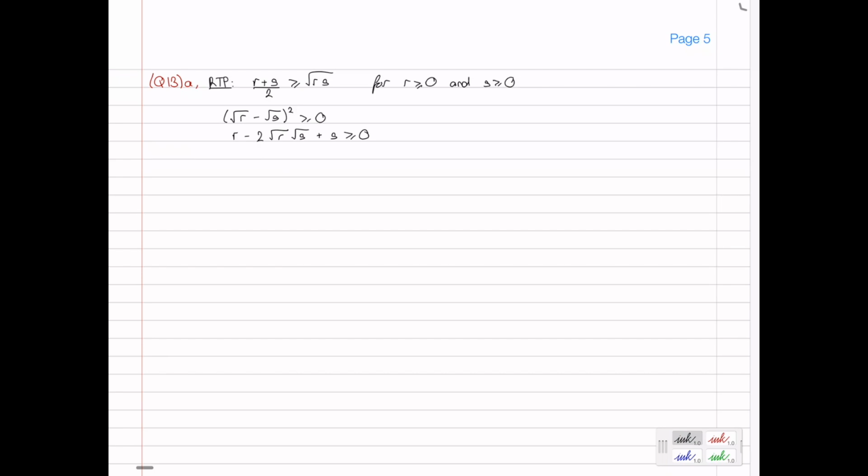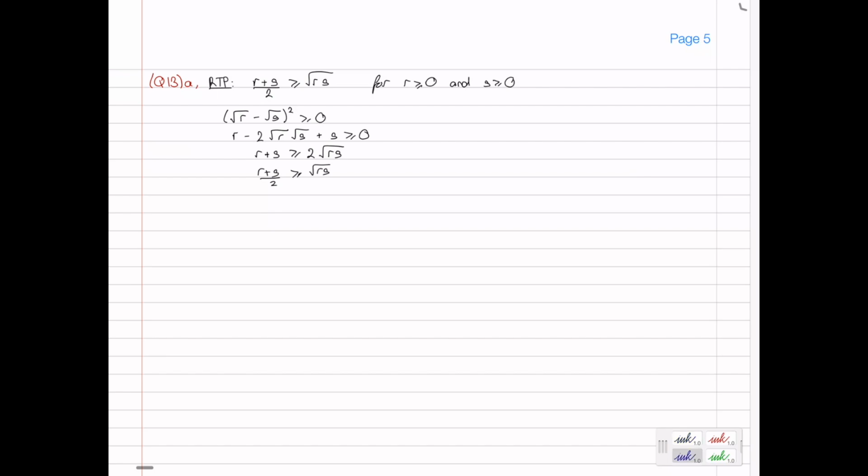If I bring that term with the square roots to the right-hand side, I'll have r plus s is greater than or equal to 2, and then combining these into one square root, the square root of rs. And so therefore (r + s)/2 is greater than or equal to the square root of rs. Okay, and that's the end of that.